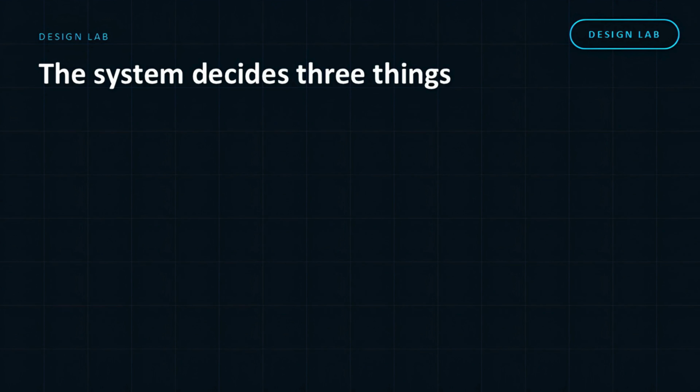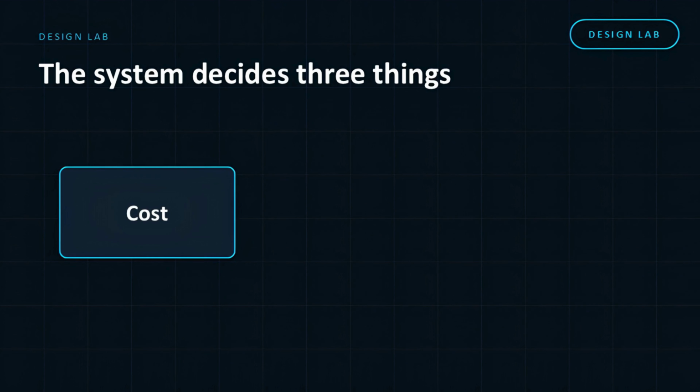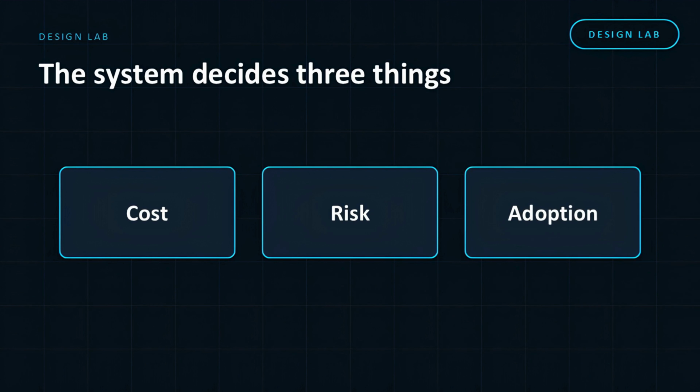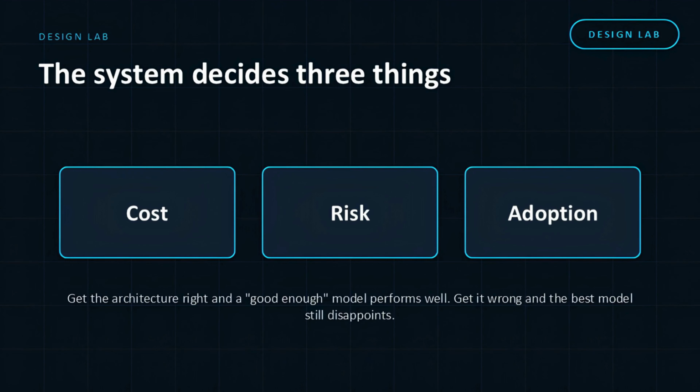Why care about architecture instead of just prompting? Because 3 things you care about are decided by the system, not the model: cost per request, risk and compliance, and whether anyone actually adopts it. Get the architecture right, and a good enough model performs well. Get it wrong, and the best model on the market still disappoints.